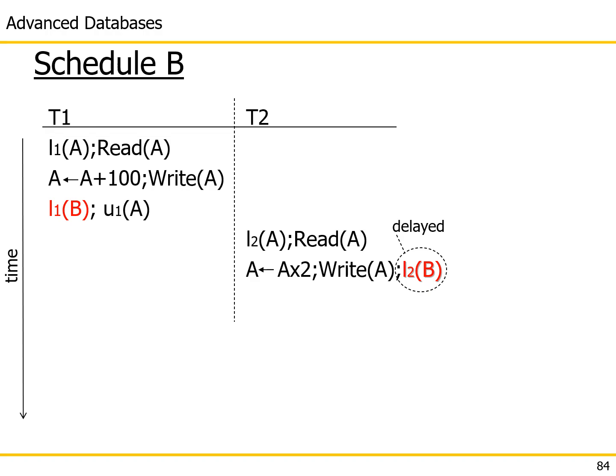The same story in T2. If you look at T2 steps, I will request a lock on A, read A, multiply by 2, write A, and then request a lock on B before I unlock A. So again, two-phase locking means I'm going to go through two phases. In the first phase, I request all the locks I will ever need. And in the second phase, I unlock all the locks I got.